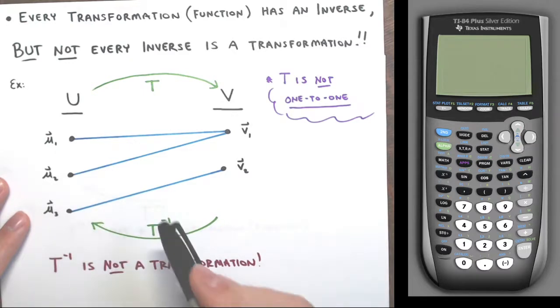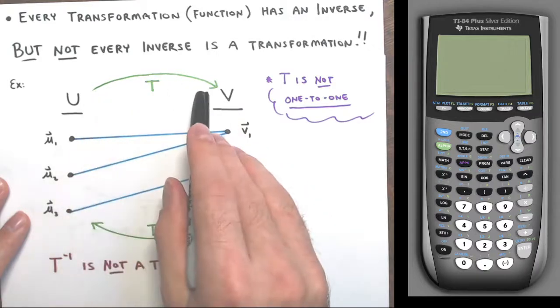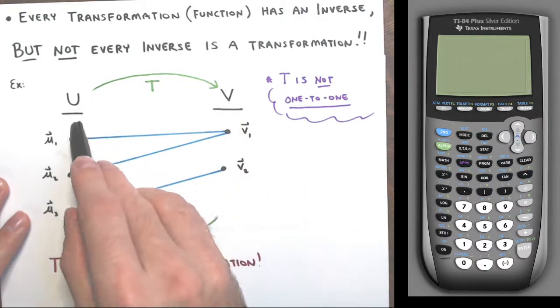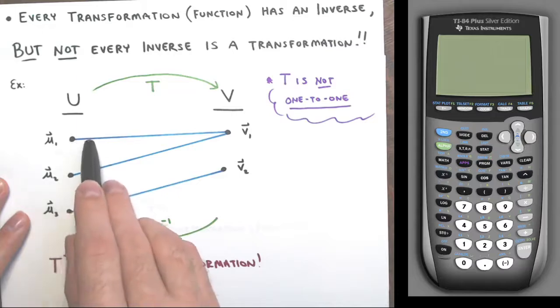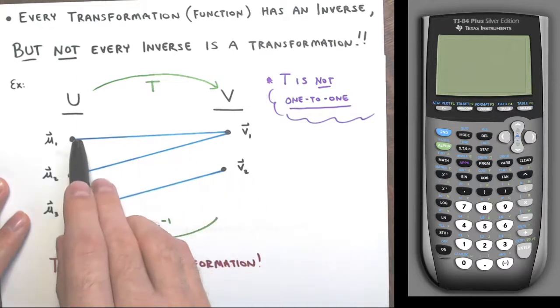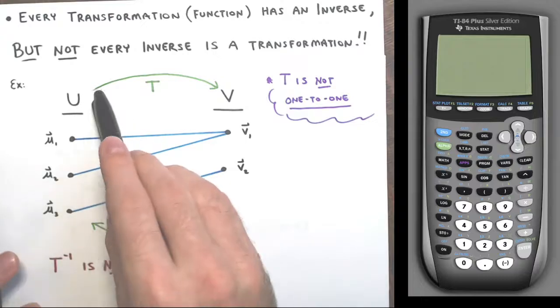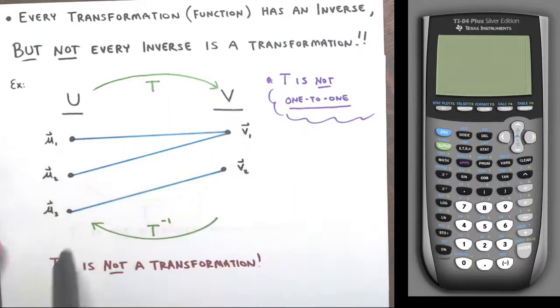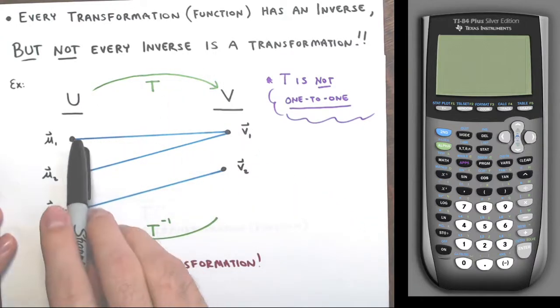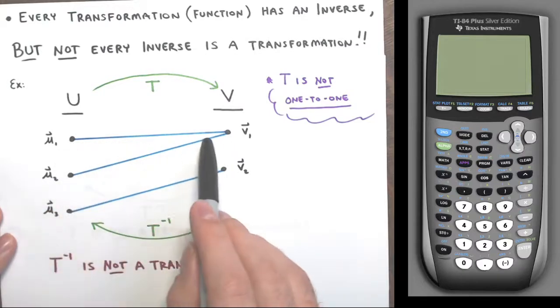All right, so let's look at T this time. T is a transformation, right? Every element of U is mapped to exactly one element of V, right? Yeah, every single element of U has exactly one line coming off of it. So T is a transformation, great. But let's take a look at it though. U1 maps to V1. U2 maps to V1 also.